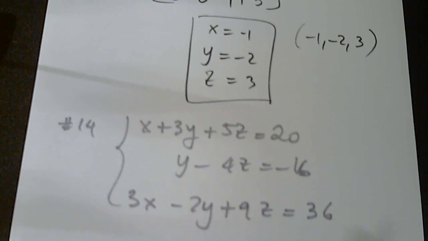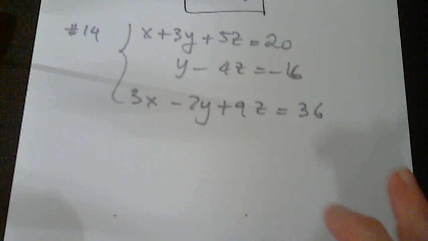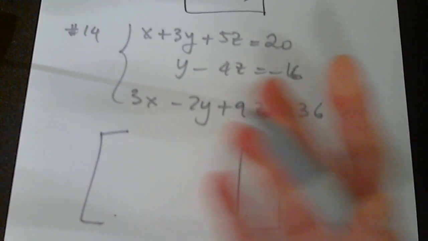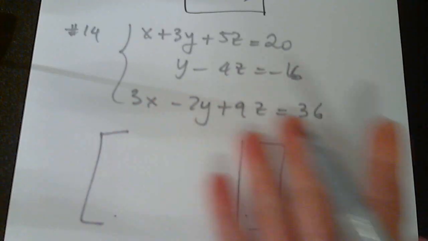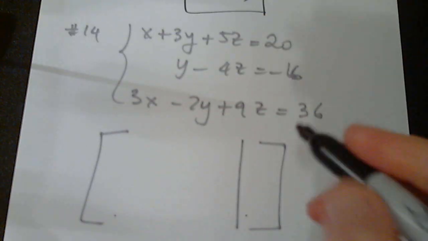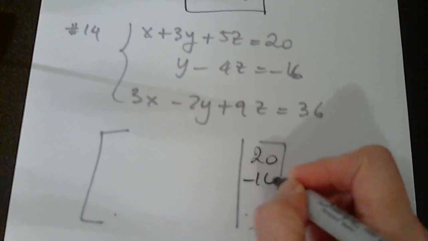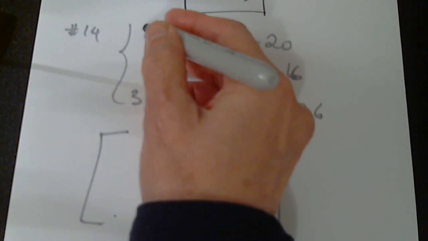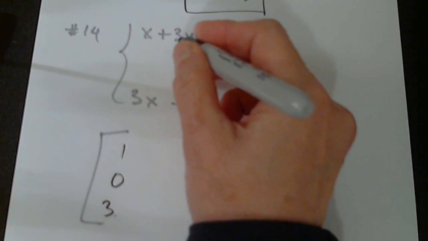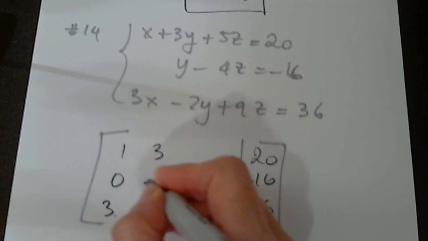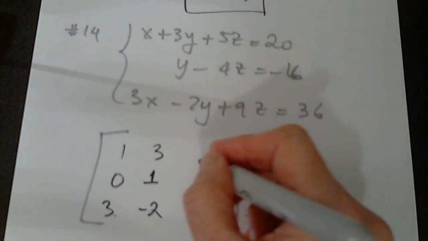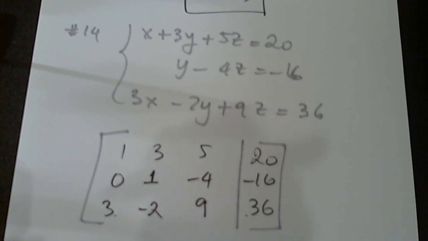I'm going to directly write the augmented matrix. It's the one that we are going to have to put in the calculator. The system is arranged correctly. I don't have to rearrange anything. It doesn't need any prep. So 20, negative 16, and 36. 1, 0, 3. 3, 1, negative 2. 5, negative 4, 9. This is it.